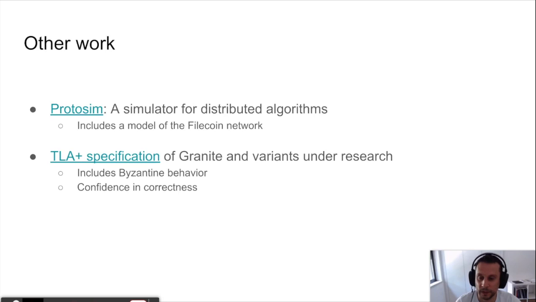So other work related to this project is these two lines. We have ProtoSim, which is a simulator for distributed algorithms that we've been using and are going to use more to test some of the ideas presented here. It currently includes a model of the Filecoin network with a correct geographical distribution of the nodes and the latency associated with that geographical distribution. We've also been writing TLA plus specifications of the algorithm or algorithms in the research, because we have a few variants of granite that we're considering. So this gives us additional confidence in the correctness of these algorithms.